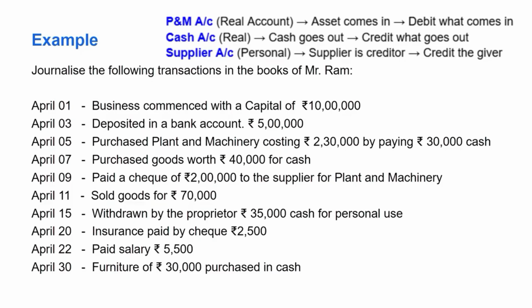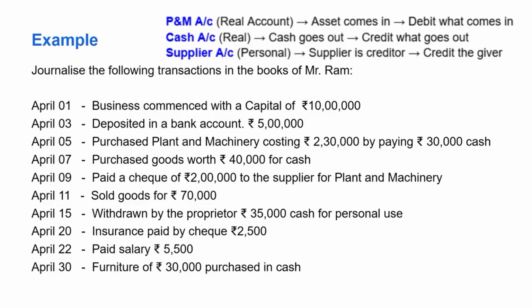So plant and machinery, it is real account. Asset comes in the business, so debit what comes in. And cash account, it is real account. Cash goes out. So credit what goes out. And supplier is a personal account. And supplier is creditor. So credit the giver.